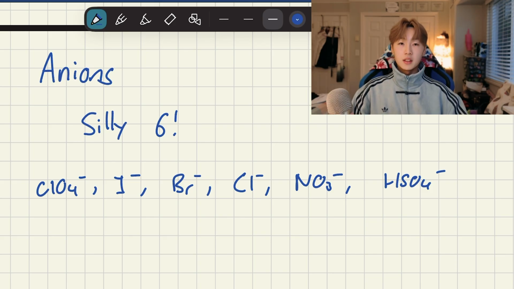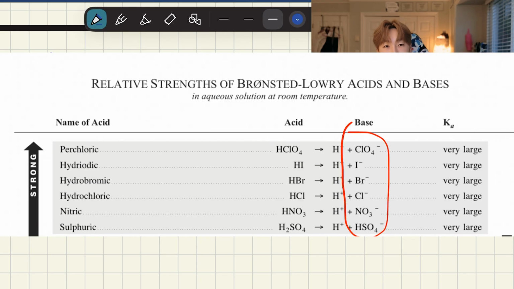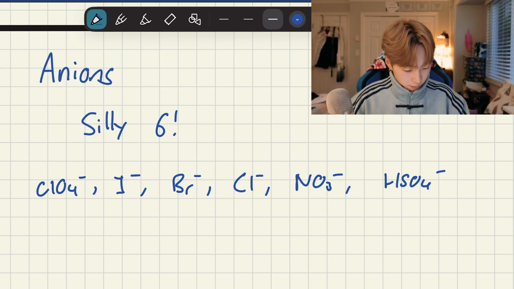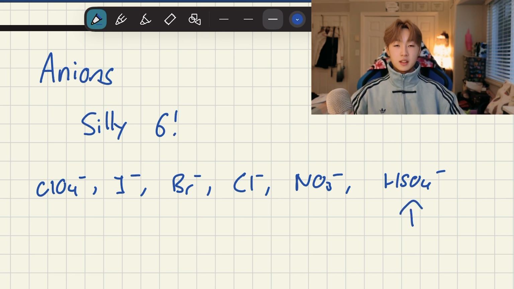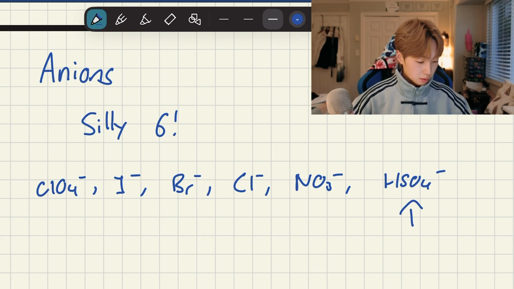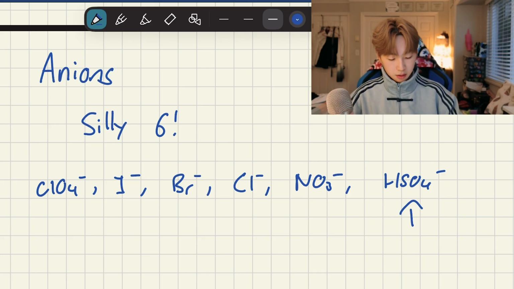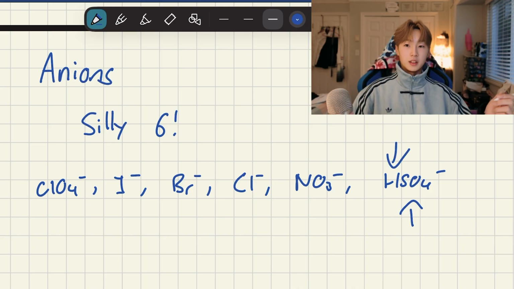Now these are actually basically just the conjugate bases of all your strong acids. You'll see that at the top of your acid and base relative strength table, whatever that's called. I'll put a picture there. The only exception is that HSO4-, it is a Silly 6 because it doesn't hydrolyze to form a basic solution, but actually forms an acidic solution. Because you can see there's still one more H there, and that could be donated to form hydronium.